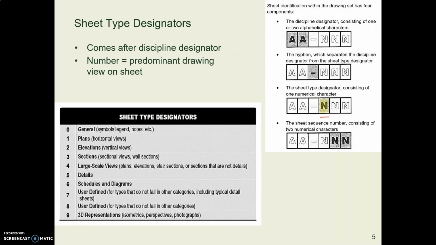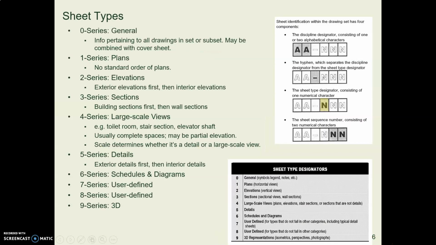Then after you say A for architectural, next come the designators, this number here that shows what kind of sheet this is. And here is a list from the National CAD Standard that gives the general categories. So if you're doing a plan, a floor plan or a foundation plan or a roof plan, your first number will be a 1. Here's a little bit more detailed description about these designators.